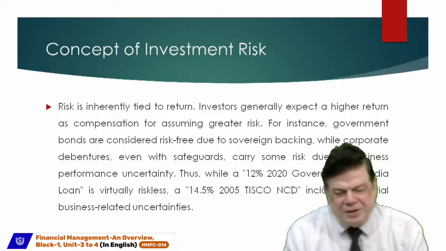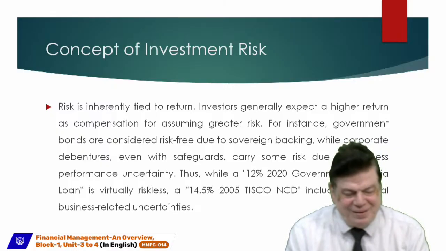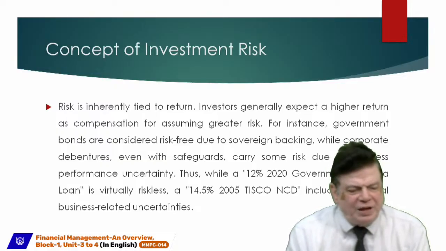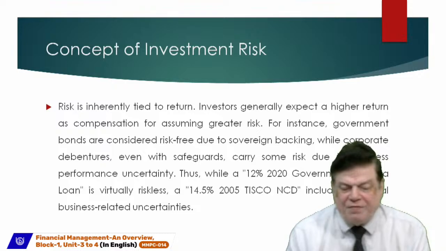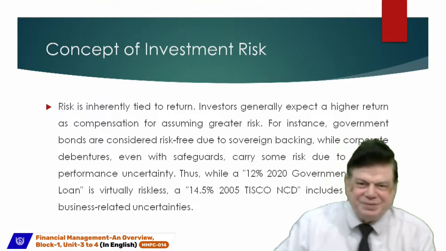Or if the company goes in loss, the company will not give any dividend to the shareholders. Thus, while a 12% 2020 Government of India loan is virtually riskless, a 14.2% 2005 TISCO NCD includes potential business related uncertainties.